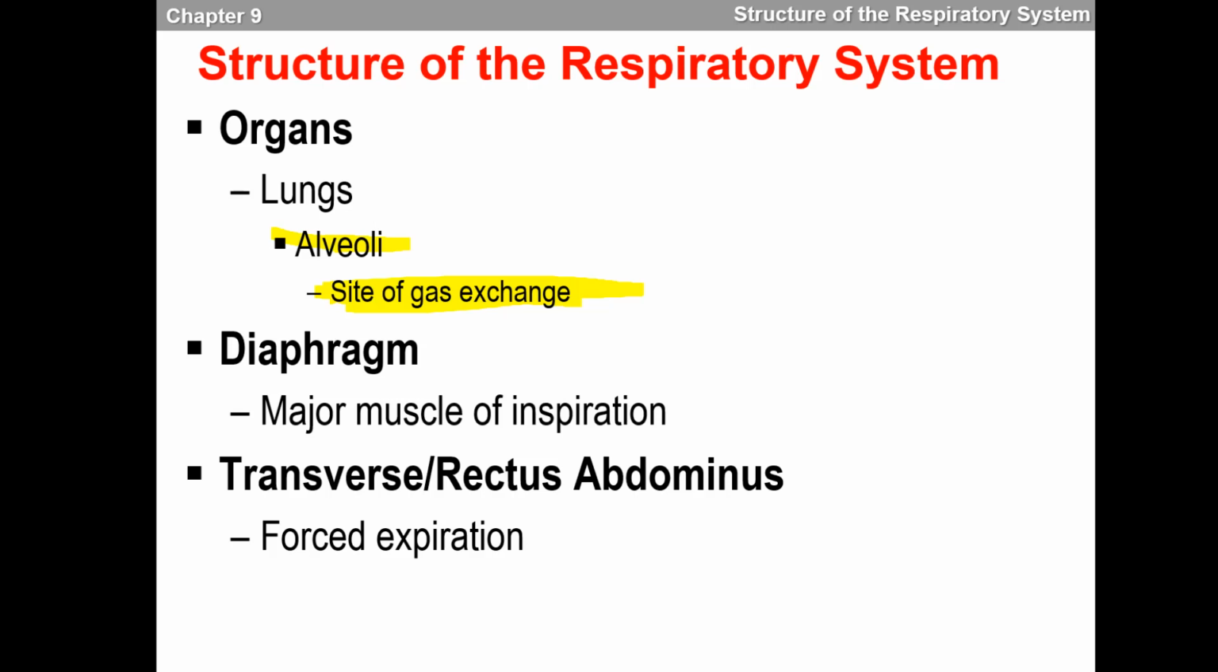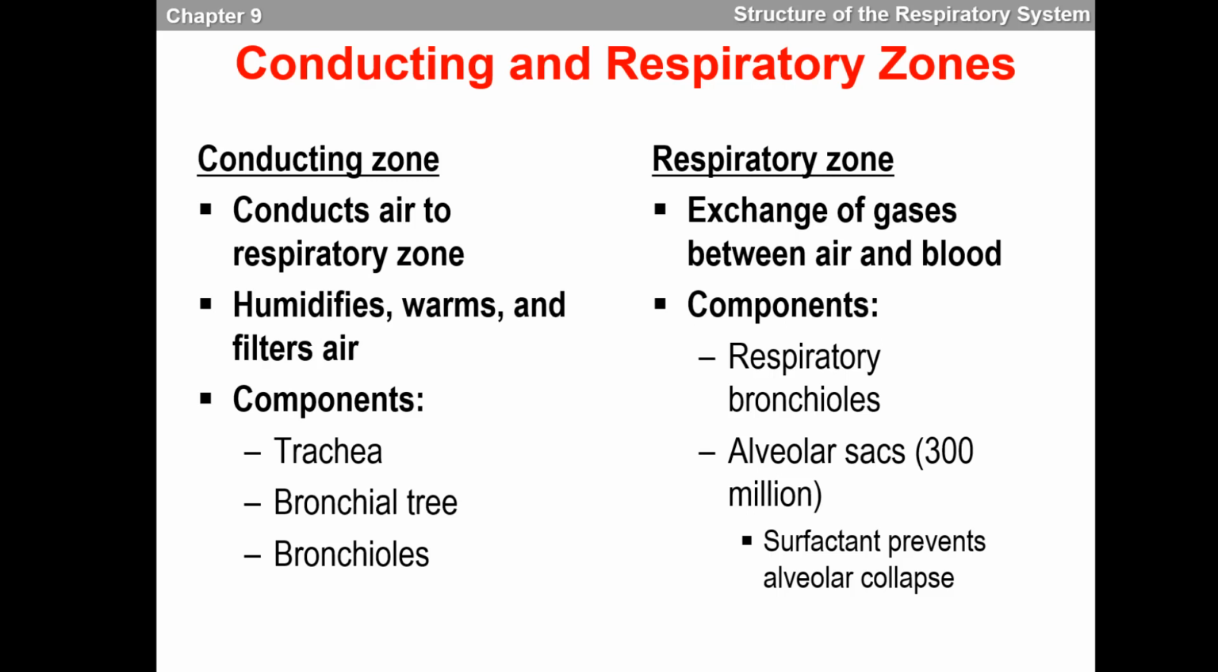The major muscle of inspiration is the diaphragm, and at rest, expiration is usually just the diaphragm relaxing. But whenever we are exercising very intensely, you'll see the transverse and the rectus abdominis are part of forced expiration. Right, so we have the respiratory zone and the conducting zone. In the conducting zone, all this is for is humidifying and filtering air. And then we have the respiratory zone, which is where the gas exchange actually occurs. This happens past the respiratory bronchioles and into the alveolar sacs, which are 300 million in number.